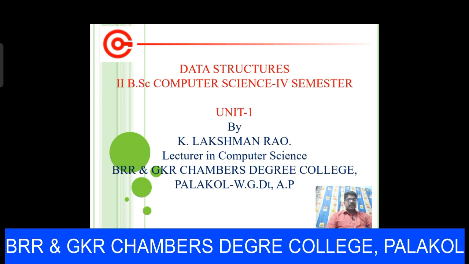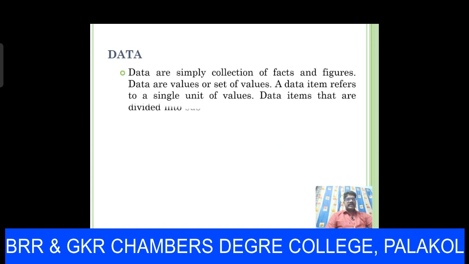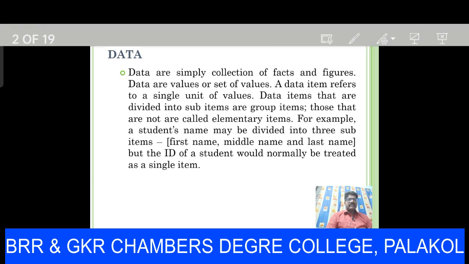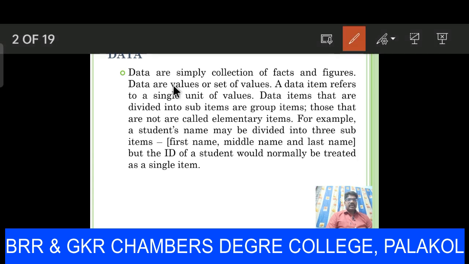First, we have to know what is meant by data. Data is a collection of raw facts and figures. Data is a set of values or a single value. A data item refers to a single unit of values. Data items can be divided into sub items. Those that are not divided are called elementary items.